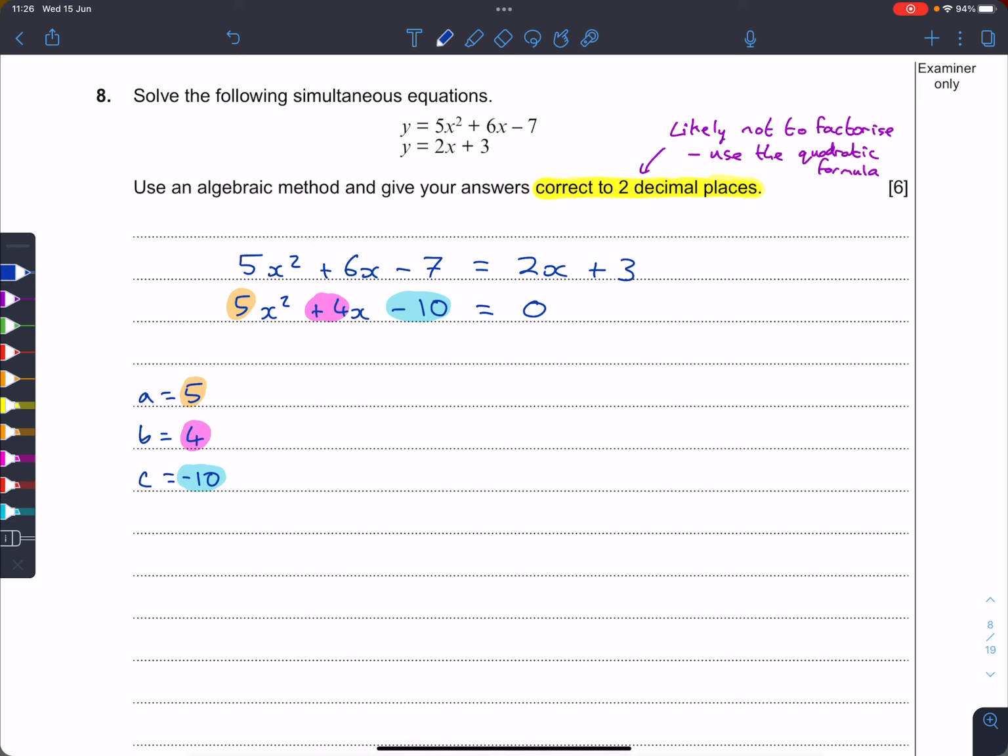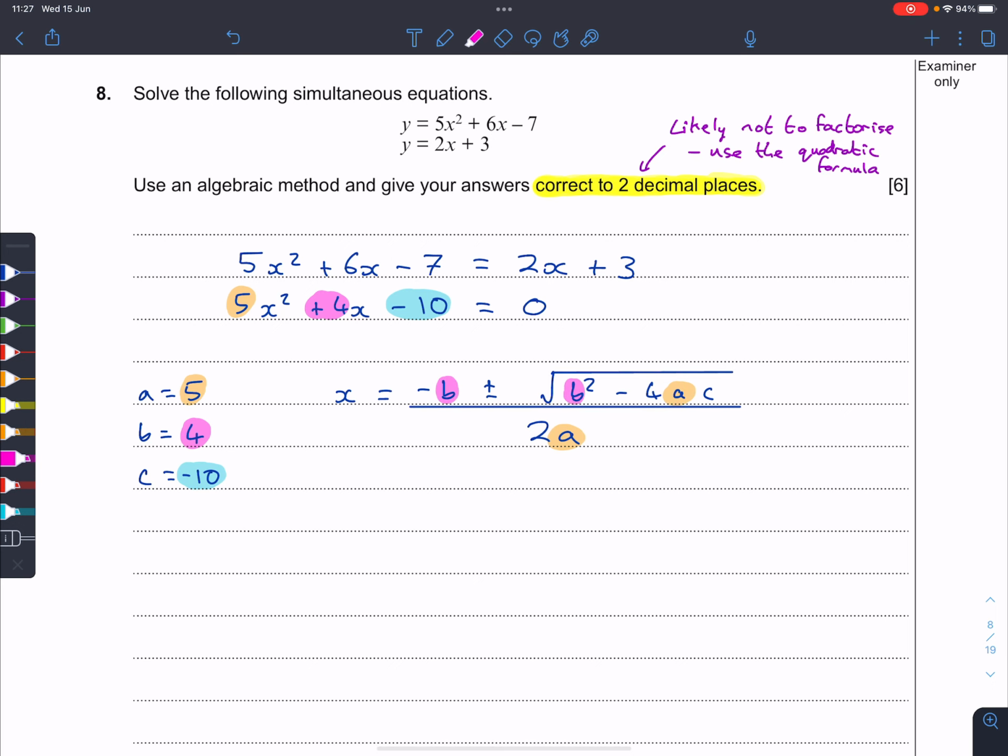Okay, so using the quadratic formula: x equals negative b plus or minus the square root of b squared minus 4ac, all over 2a. My a's are going to be replaced with 5s, my b's are going to be replaced with 4s, and my c at the end is going to be replaced with negative 10.